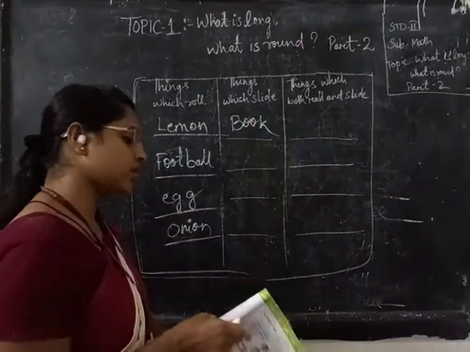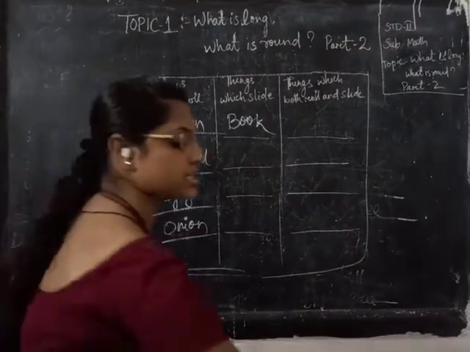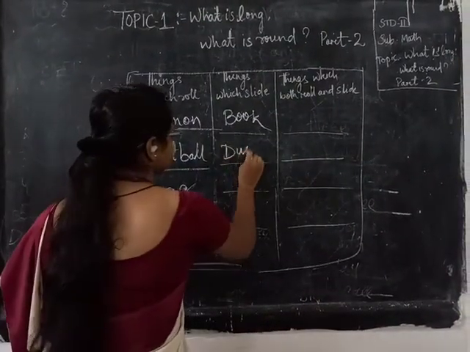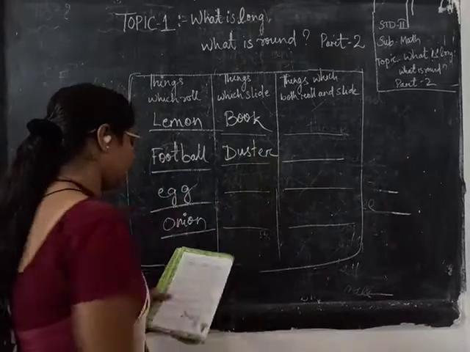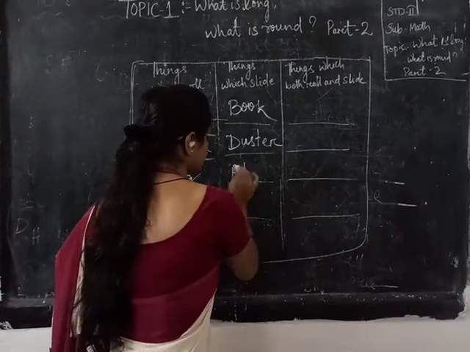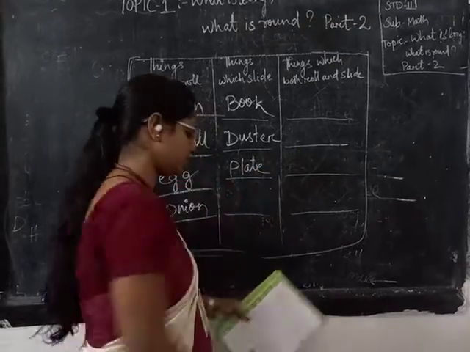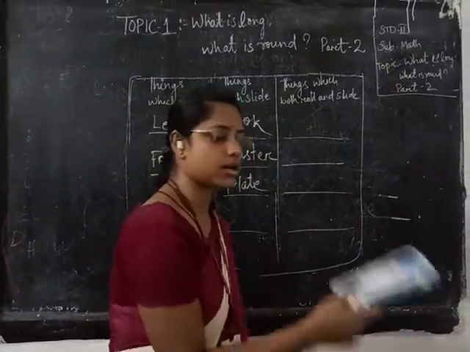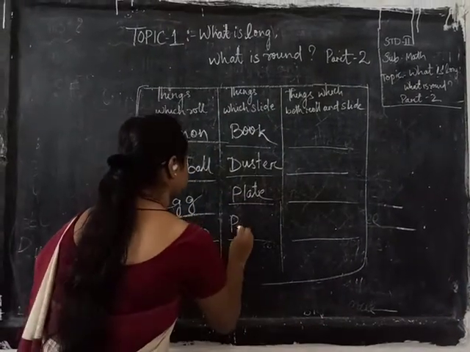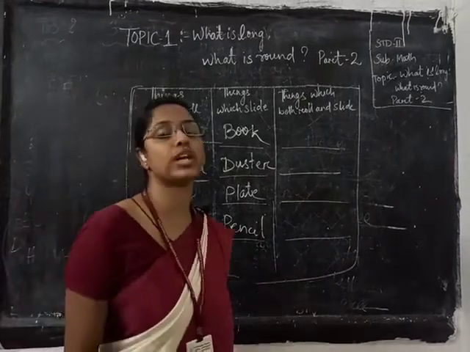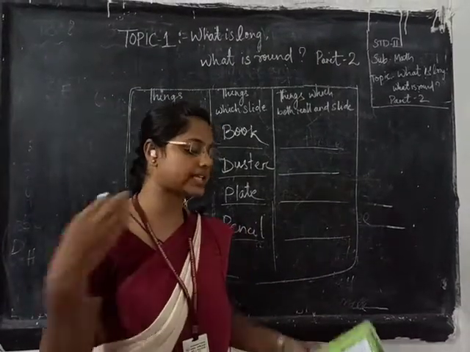Okay, we can write book. Yes, I have shown you duster, this duster, you can write it. Duster. Next, what about a plate? A plate, very good. Next, yes, a pencil box, good, pencil box. Next we will come to things which both roll and slide, means that can roll also, that can slide also.